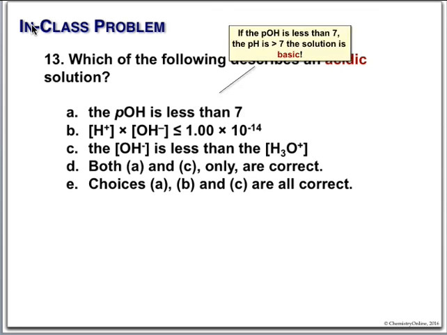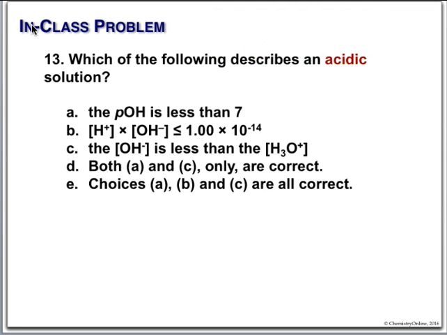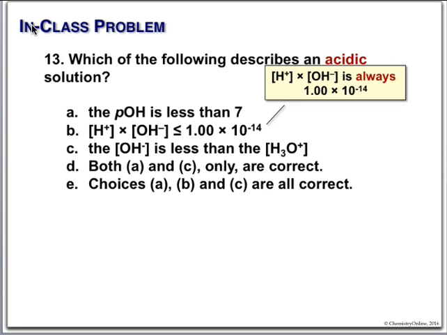Our second choice here: hydronium times hydroxide is less than or equal to 10 to the minus 14. Well, no, it's not. It's always exactly equal to 10 to the minus 14 at 25 degrees. If you heat it up, it changes. But at 25 degrees, it's always equal to 10 to the minus 14.